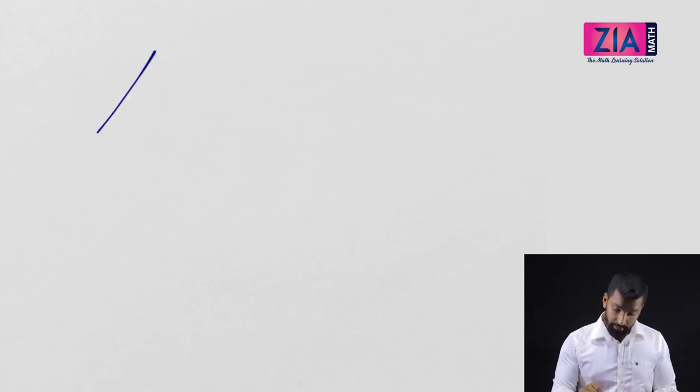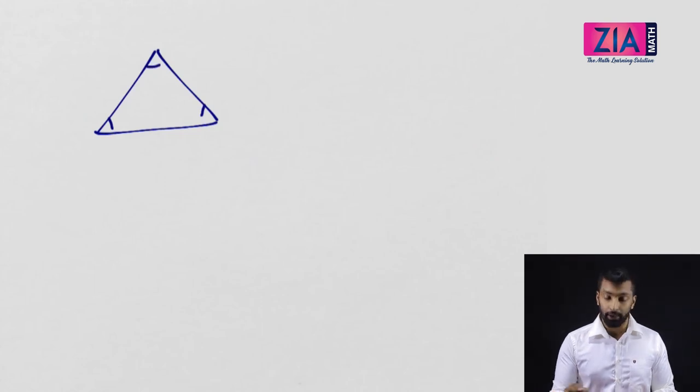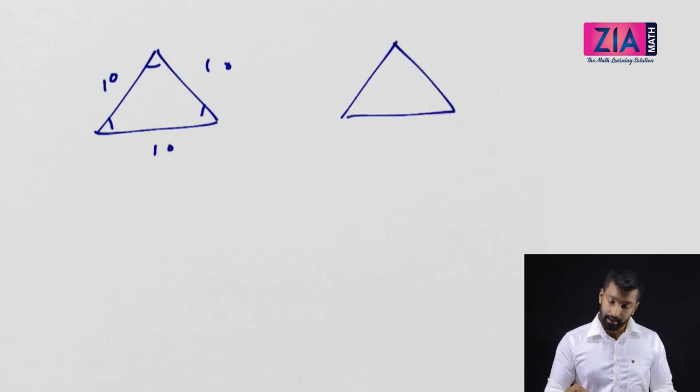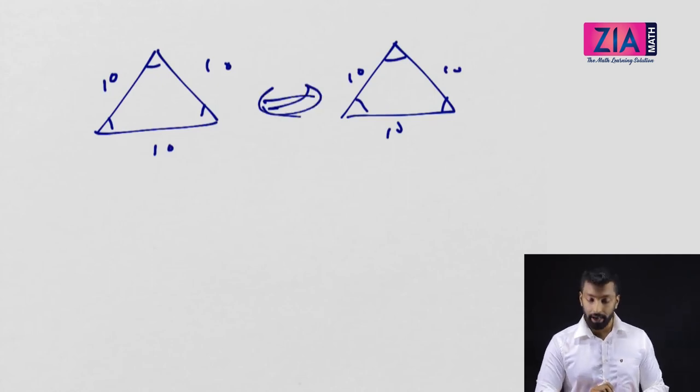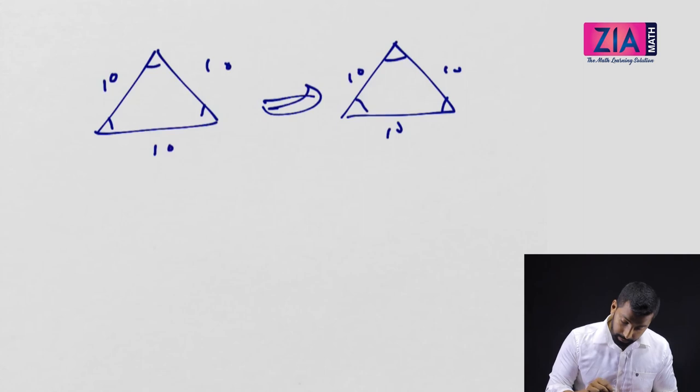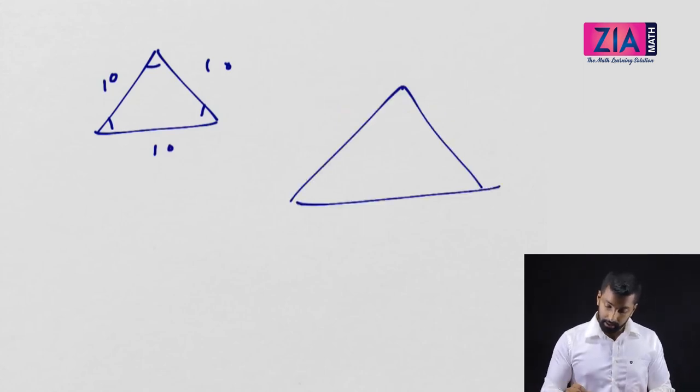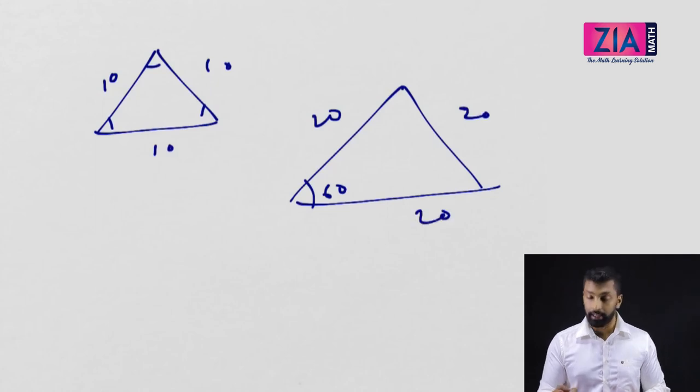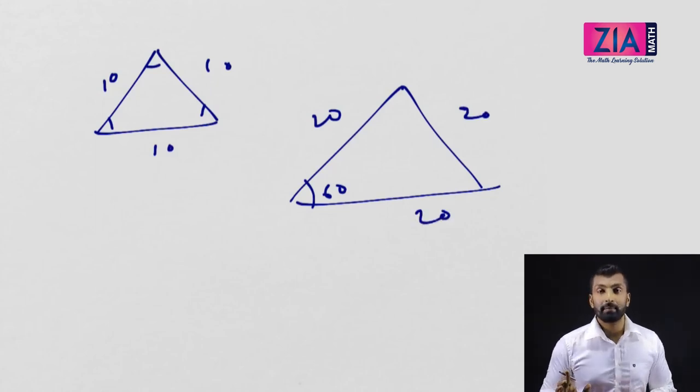See, if I give you an equilateral triangle, okay? Just imagine the sides are 10, 10, 10. Then this is also 10, 10, 10. These two are congruent triangles, okay? But if I give you another equilateral triangle, where all the angles are 60 and the sides are 20, 20, 20, then in this case, this is a similar triangle.